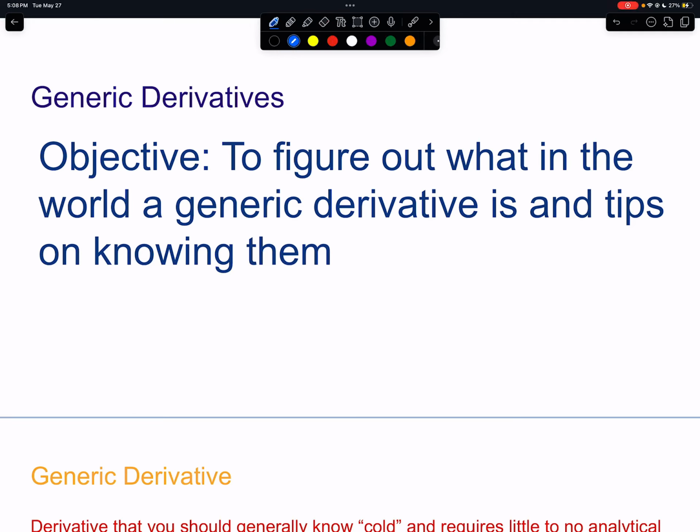All right, today we're going to be going over some generic derivatives. So our objective for today is just to figure out what in the world a generic derivative is and some general tips on knowing how to remember or figure out or crack these generic derivatives. Okay, so let's get started here.